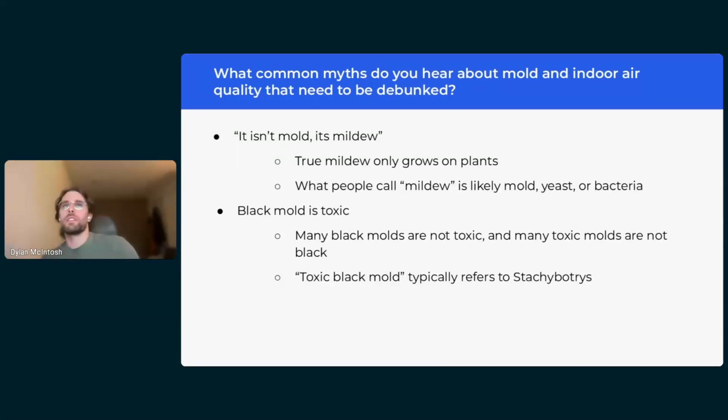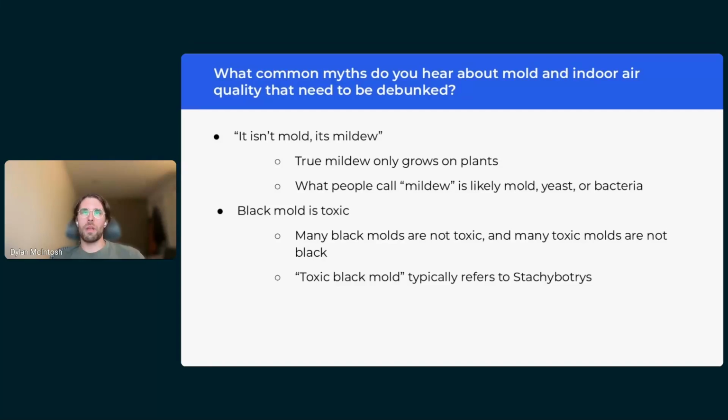What are some common myths that you hear about mold and indoor air quality that should be debunked? So we hear this a lot from homeowners, realtors, all sorts of people. Oh, that discoloration you see in my bathroom, it's not mold, that's just mildew. Truly, mildew grows on plants, doesn't grow on tile or building materials.